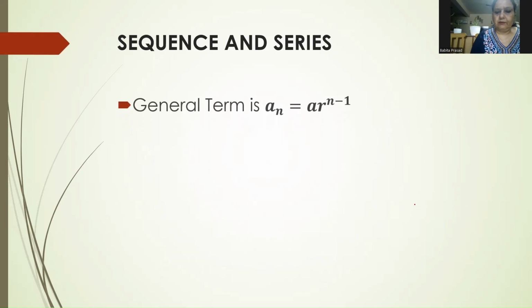The general term, if you notice, is given by a_n is AR^(n-1). Example, if I ask you for a_7, that will be AR raised to the power 6. That means 1 less than the position of the term.